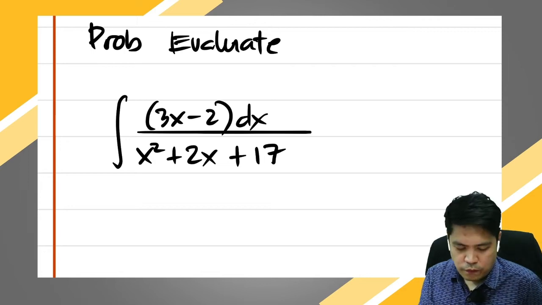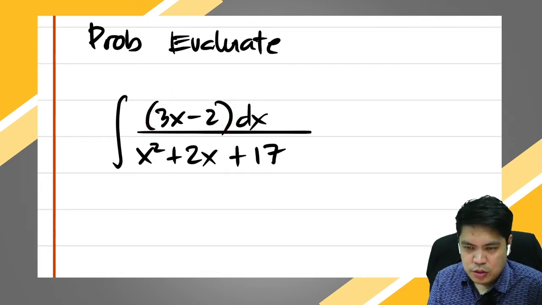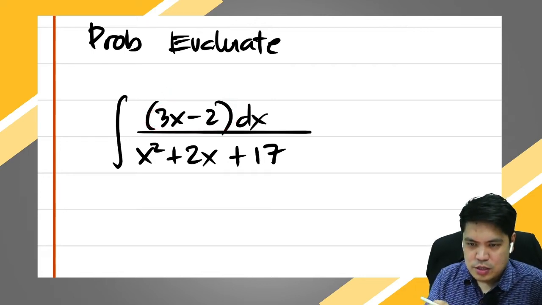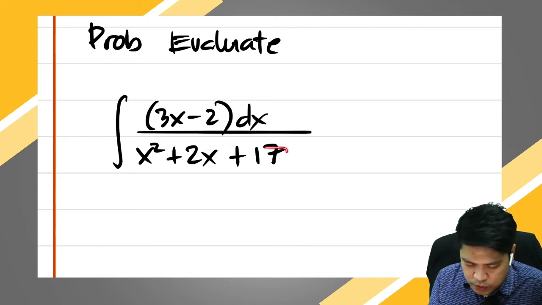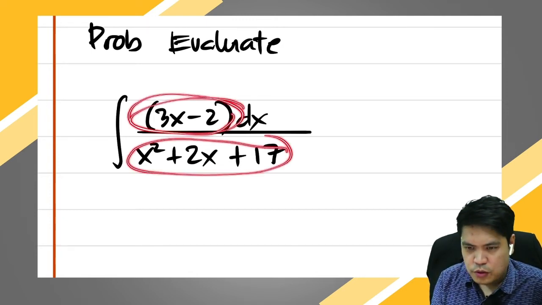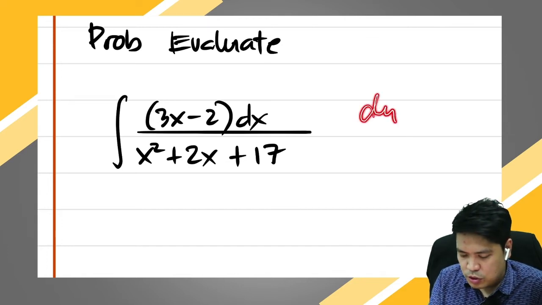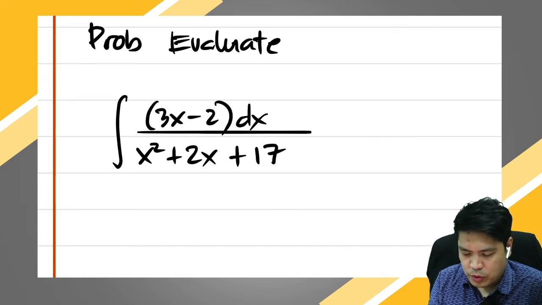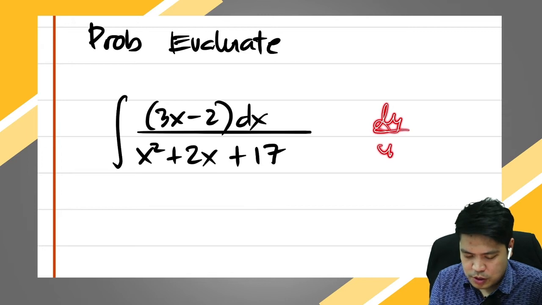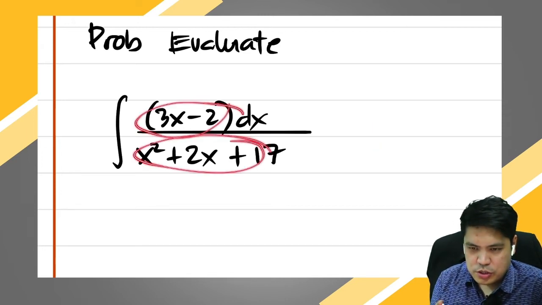Pero, linear yung nasa numerator. The difference between the degree is only 1. Tingnan nyo. This is second degree and this is linear or first degree. So therefore, we cannot immediately say that this is arctangent. It actually resembles du over u. Okay? du over u. Because the difference in the degree is just 1.